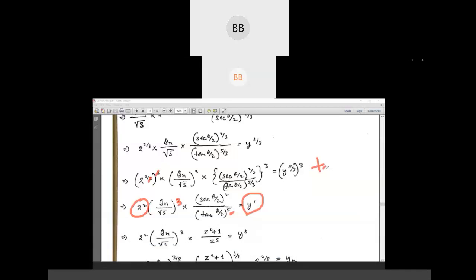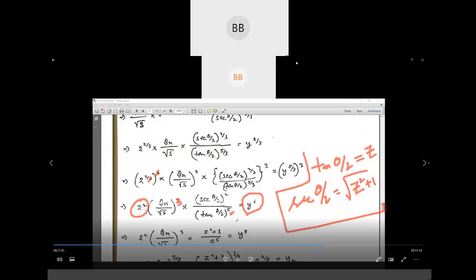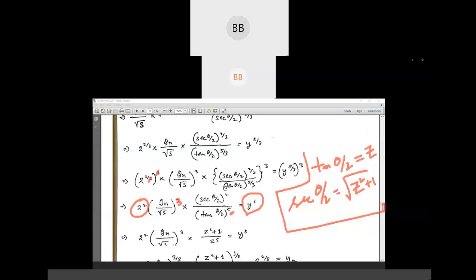We all know tan theta by 2 is z. We have already derived, and sec theta by 2 is nothing but root over z square plus 1. For this numerical, tan theta by 2 is equal to z and sec theta by 2 is equal to root over z square plus 1. Now we are going to substitute this term, because in the expression that we are going to derive, we have the term with z. So we have to bring z into that particular expression. Here sec theta by 2 is whole square, so we can directly write z square plus 1, divided by tan theta by 2, which is z.